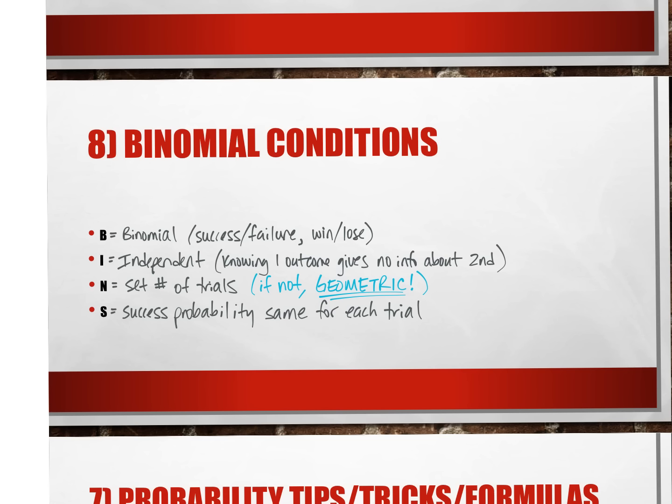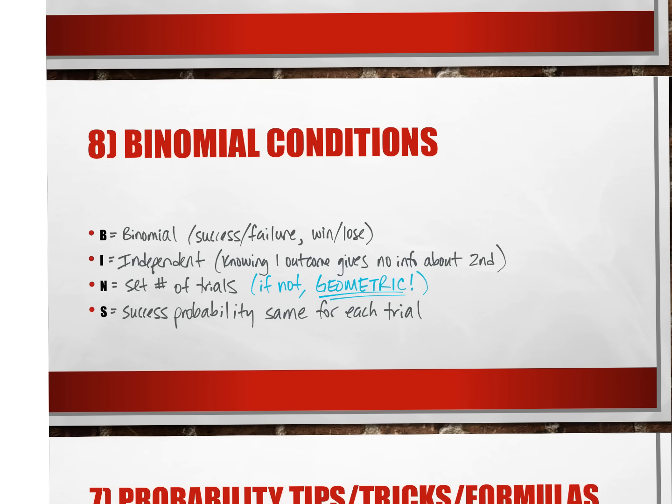Independent means each trial has to be independent from another one. That means knowing one outcome gives no info about the second outcome. You have a set number of trials. So remember, if the question tells you to keep doing something until you make 7 free throws or something like that, that means you don't know how many tries you have to do.